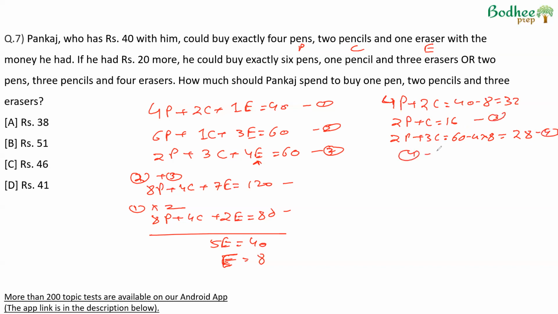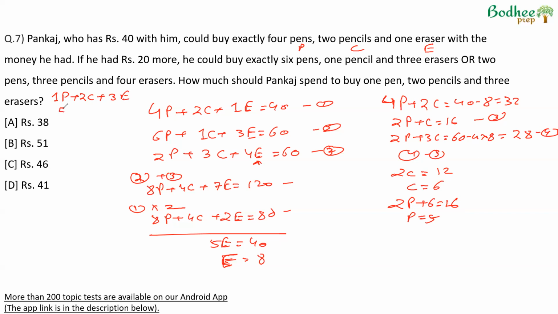Now, if we suppose this is equation 3, this is equation 4. If we subtract 3 from 4, 2P minus 2P cancels, 3C minus C is 2C, 28 minus 16 is 12. Therefore, C will come out to rupees 6. Putting this value here, 2P plus 6 is equal to 16. So P will come out to rupees 5. 16 minus 6, 10 upon 2 is 5. We have to find the price of 1 pen, 2 pencils plus 3 erasers.